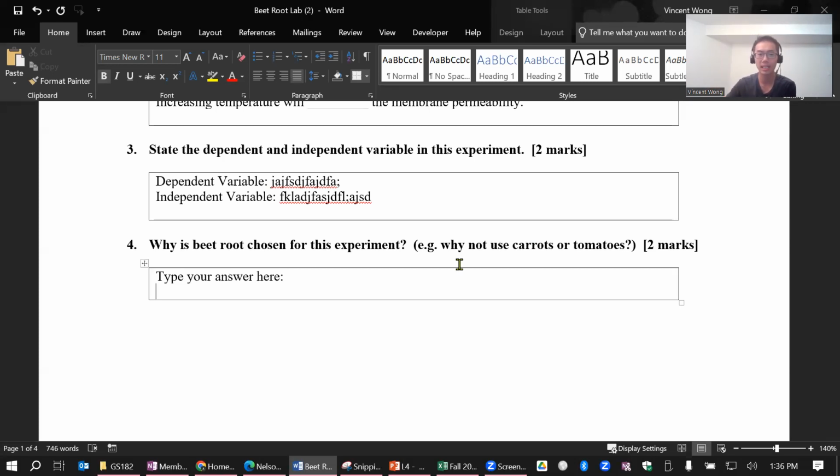Sure, you can say the beetroot has a bright red pigment. But keep in mind, carrot and tomatoes also have pigments. So what's so special about this pigment compared to the other ones? You don't have to look it up online. In fact, you won't find answers online. Just think about it logically, and see if you can find the answer. Is that clear? Do you have follow-up questions?